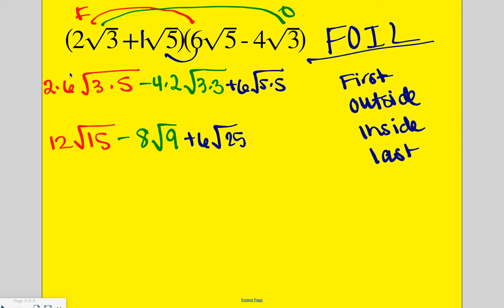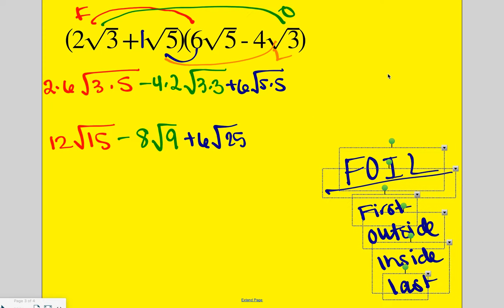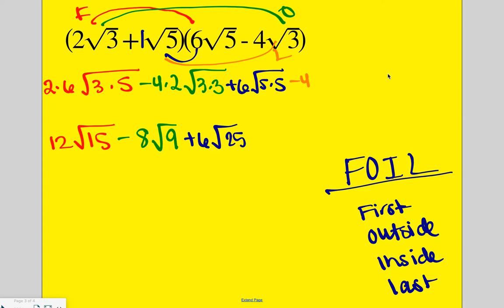And our last term we got to do is the last. So last 2 terms in our binomial. So this is the same as, move this down here. So this is the same as a negative 4 times 5 times 3. So we have negative 4 times, and then 5 times 3 is 15. So we have negative 4 square roots of 15.